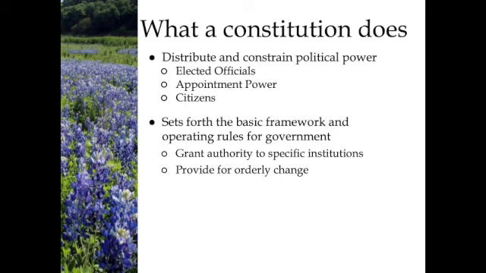So what does a constitution do? A constitution does a few specific things. First, it distributes and constrains political power, and that relates to the people that get elected to office, the people that are appointed by the elected officials, or the people that are hired through a hiring process, as well as what power citizens have, people that are just residents. So it's all about who has the power to do what.